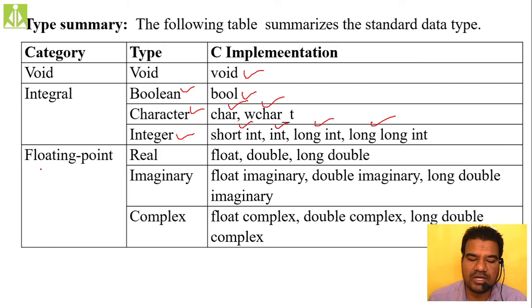Then we have floating point types. Real floating point types, that is float, double, long double. Imaginary floating point types: float imaginary, double imaginary, long double imaginary. Complex floating point types, that is float complex, double complex, long double complex. So likewise, you can remember all these data types. Here I have given the quick summary. By following this summary, you can remember all the data types according to their order, according to their size, according to their range of values.